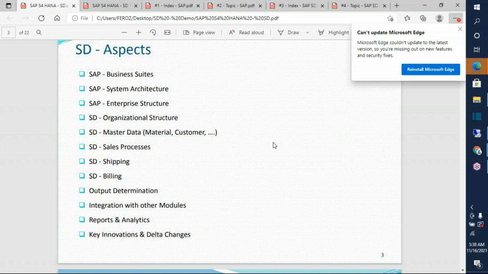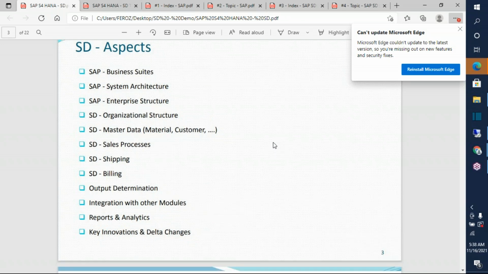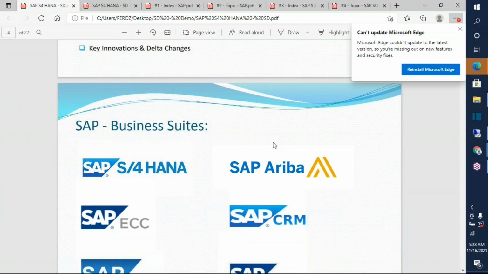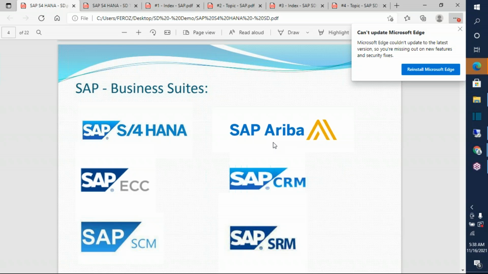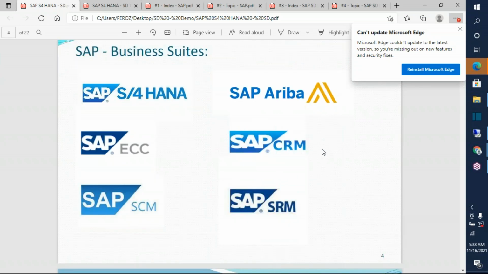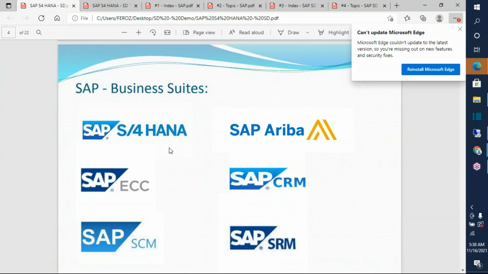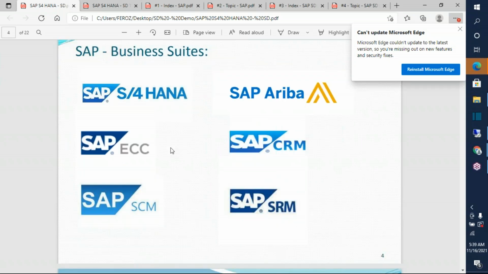As mentioned, this training has been designed as per the SAP certification syllabus, so all main aspects are covered here. In this training, first we will be discussing SAP business suites, because being an SD consultant, we should be aware of some of the business suites like SAP ECC, SAP SCM, SRM, CRM, and others. We will also discuss briefly SAP S4HANA. Of course, this training is on the SAP S4HANA 2020 release. For knowledge purposes, we will be discussing SAP ECC, SAP SCM, SAP SRM, and SAP CRM.